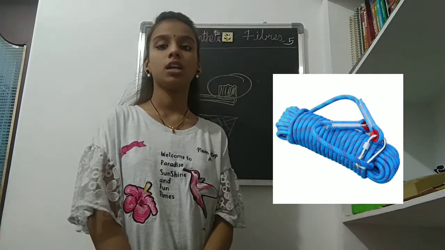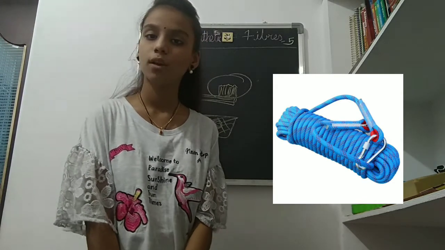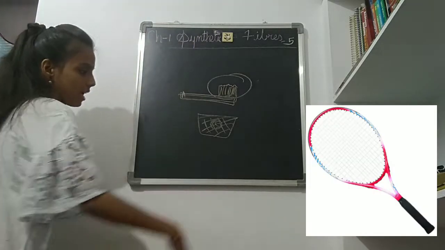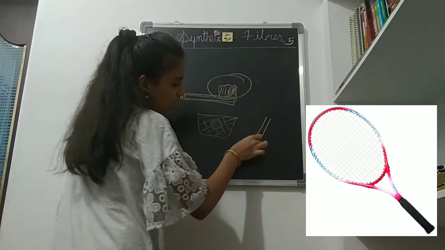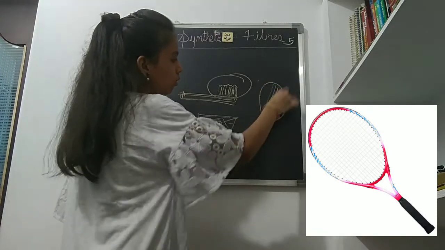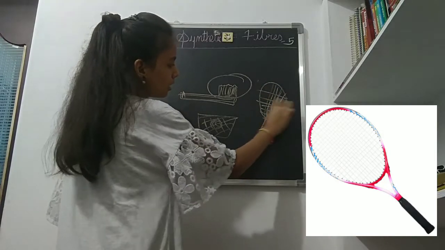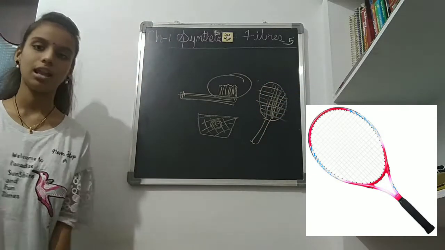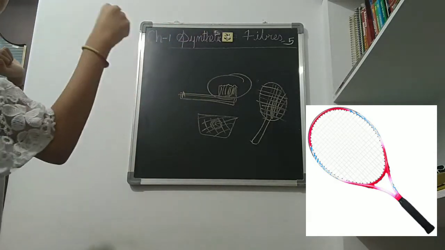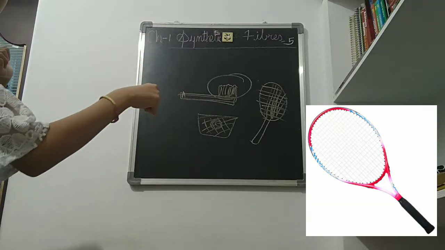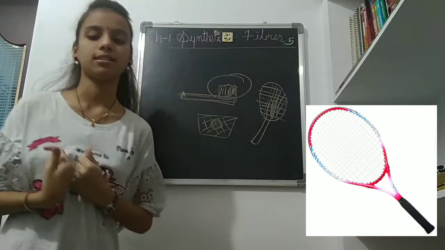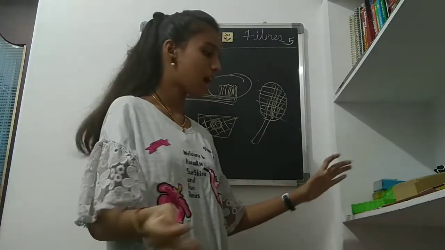Next is fishing nets finished, climbing ropes finished, and strings of badminton rackets or tennis rackets. Badminton or tennis rackets we use for playing. There are strings also. Did you observe anything? All the strings are made of nylon. See, this is a badminton bat and nylon is used for making these strings. That's it, friends, about nylon.